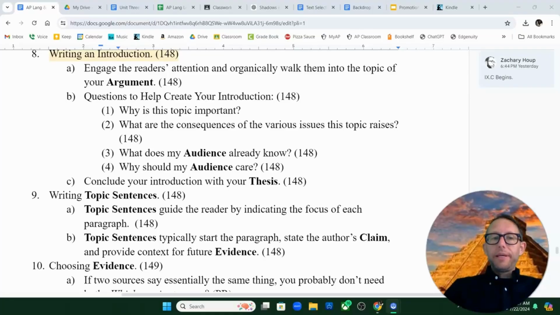Hi guys, Mr. Haupt here, and this is lesson 9C on the subject of writing introductions, topic sentences, and choosing evidence for our AP synthesis exam.